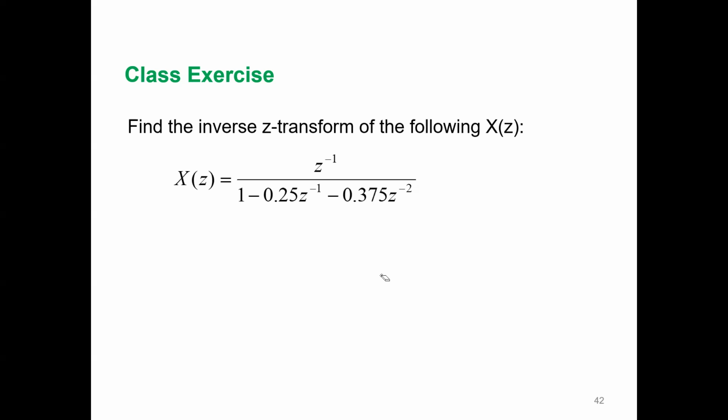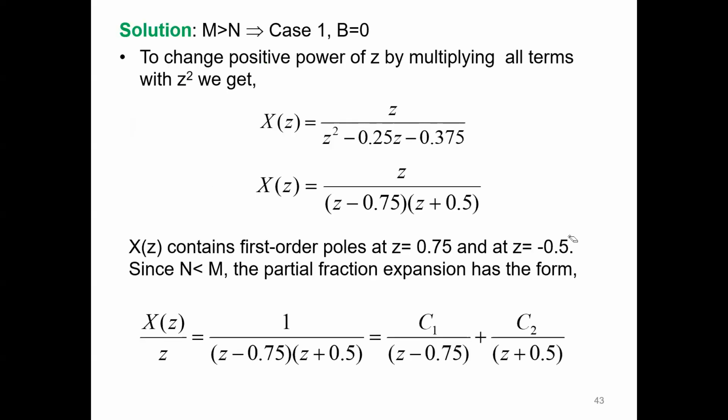Okay, so let me show you the answer. So this is the first step. We break down into two fractions, 0.75 as the first pole, and the second one is minus 0.5, second pole. Okay. And also this is the m greater than n case. So there is no constant term, right, in addition to the partial fractions.